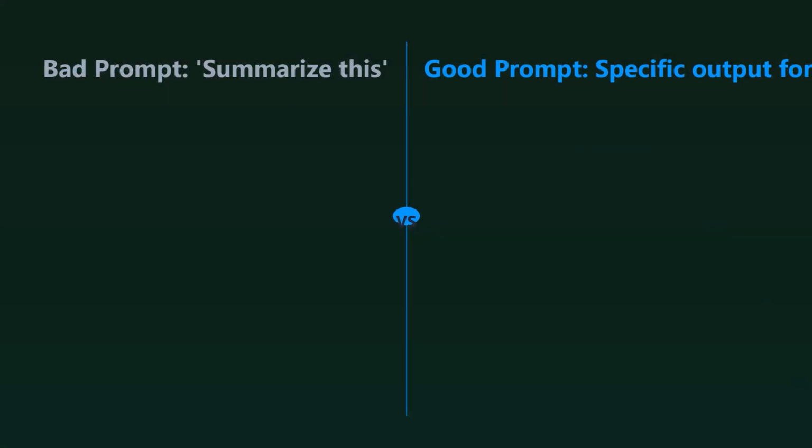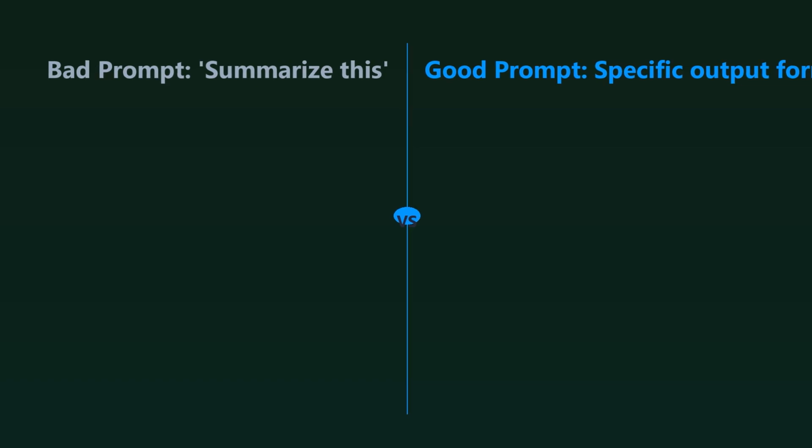Example 3. This one is for anyone who has ever tried to use AI to summarize a document or meeting notes. Bad prompt: "Summarize this." You paste in a wall of text and get back another wall of text that somehow manages to be longer than what you started with.